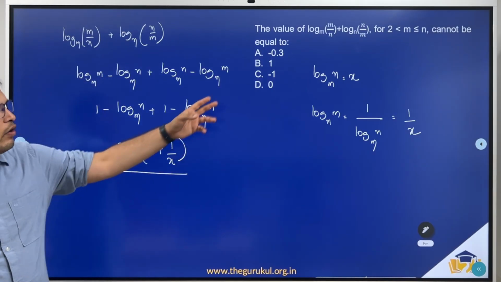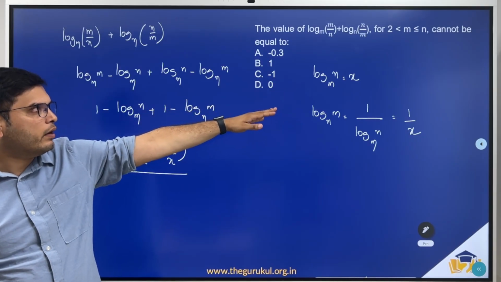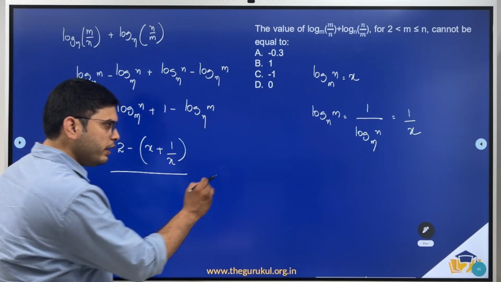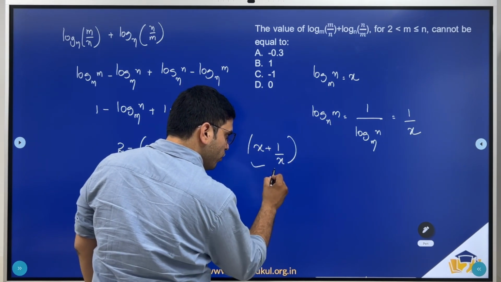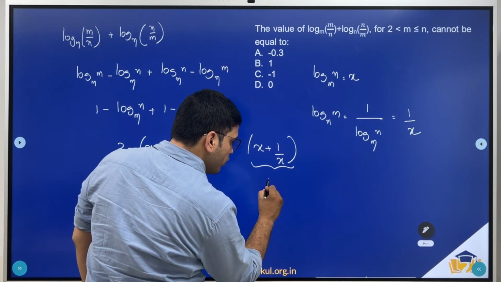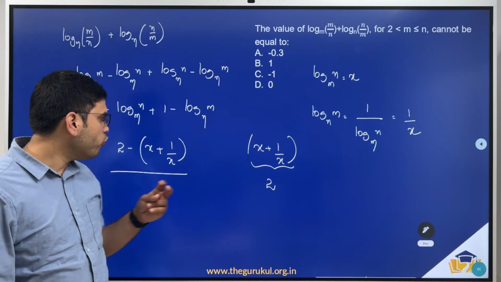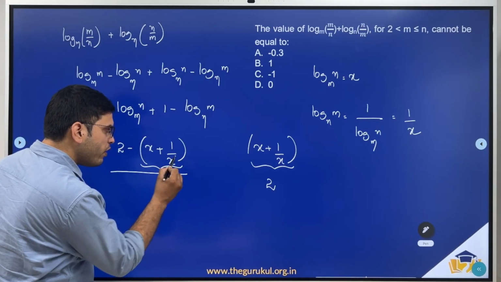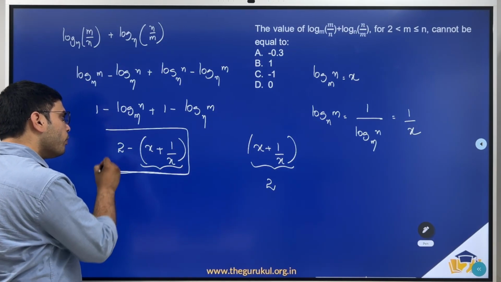Now this is the value of that expression, log m/n to the base m plus log n/m to the base n, and x is equal to log n base m. Any expression in the form of x plus 1 by x, where x belongs to positive numbers, has a minimum value of 2, when x is equal to 1. So if I consider the minimum value of x plus 1 by x, we will be getting the maximum value of 2 minus that.